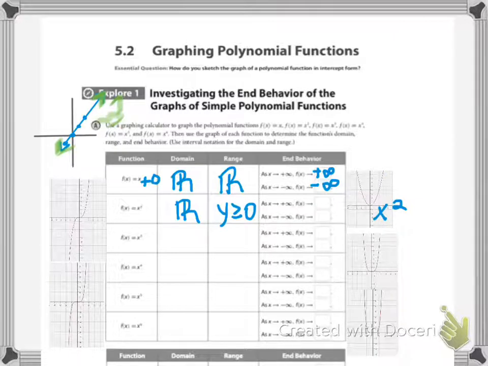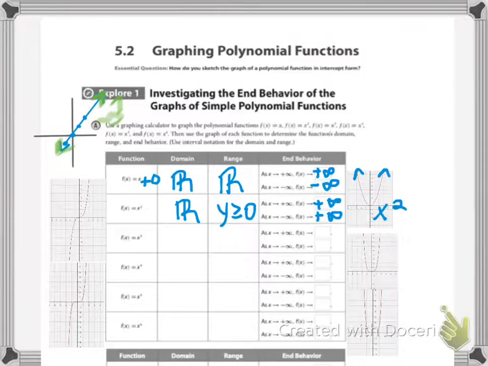When we look at the ends, see the ends both point up, right? So as I'm going to the right, the graph is going towards positive infinity, and as I'm going to the left, it's going towards positive infinity. So in both directions, left or right, the graph is increasing forever at the ends.